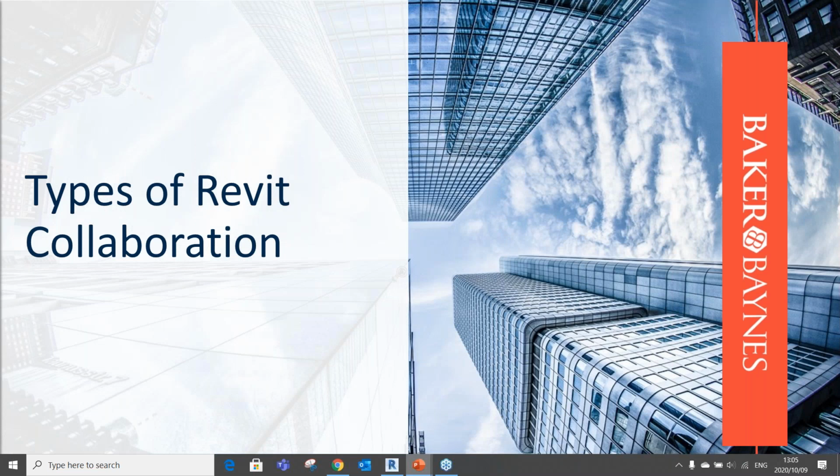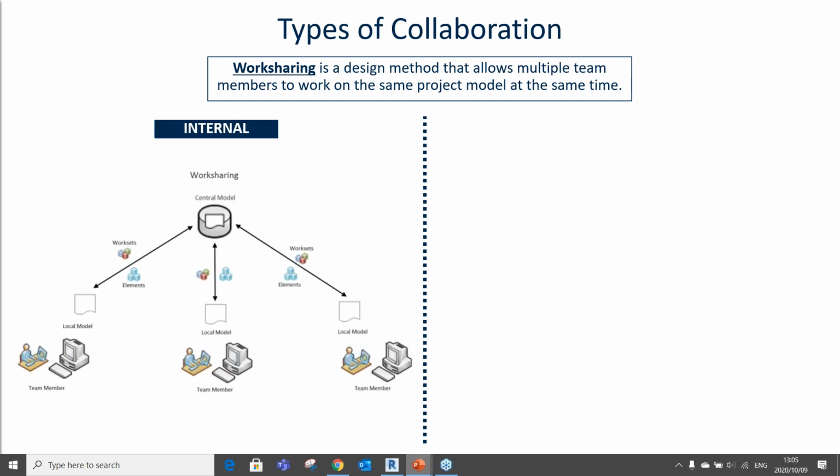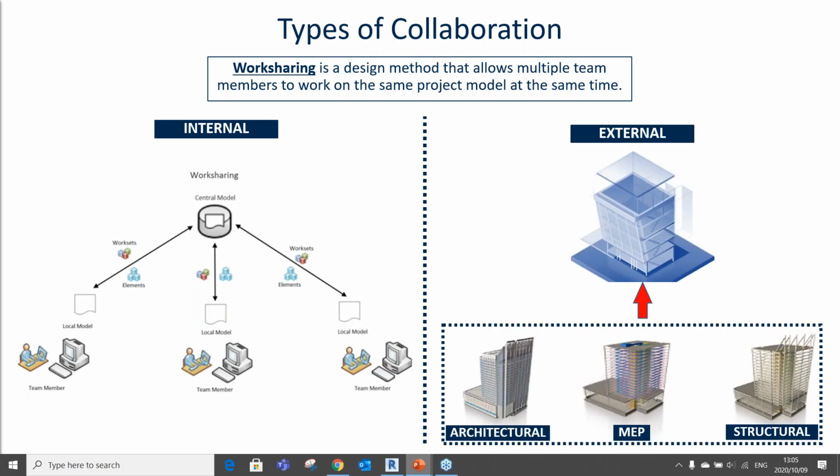Okay, so starting with the actual content, looking at the different types of Revit collaboration. When we are talking about collaborating with others, we commonly refer to the term work sharing. Now, for those of you who might not be familiar with it yet, it's actually just a design method that allows multiple team members to work on the same project model at the same time. So it typically occurs in one of two ways, which can either be internally, so that is maybe within your company between various project team members who work on the same project model at the same time. Or it can be done externally, where you have multidisciplinary project teams having to collaborate on the same project.